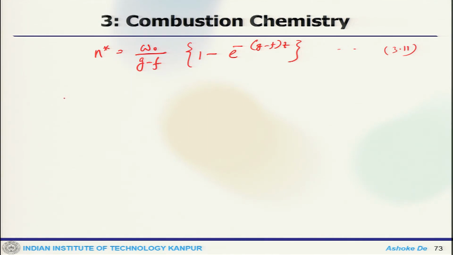Now, at short times n* increases almost linearly with a slope of W0, and reaches a steady state value, which is W0 by G minus F.